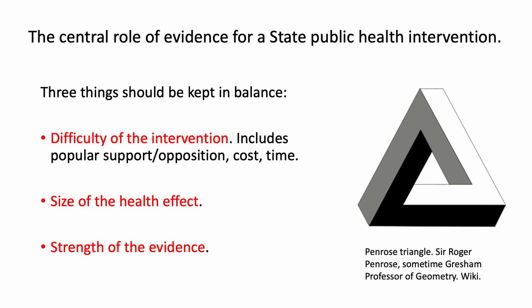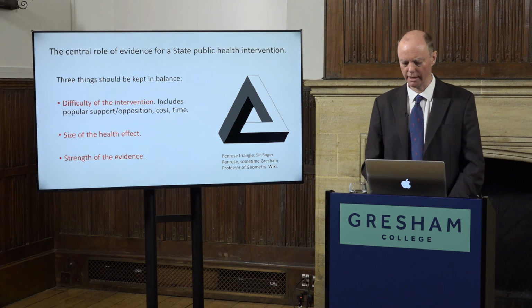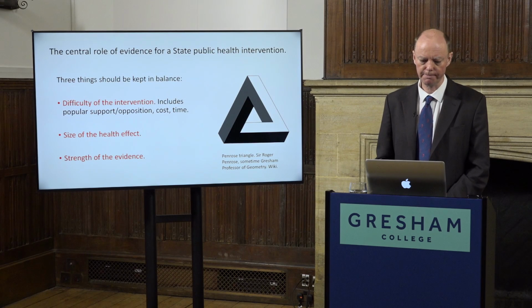So this triangle of difficulty of intervention, size of the health effect, and strength of the evidence, I think it's something that people who provide health advice and look at science for public health need properly to keep in balance. And I've illustrated this just because it's happened recently by the Penrose triangle, after Sir Roger Penrose, who was in fact Gresham Professor of Geometry here, and has just this year won the Nobel Prize.